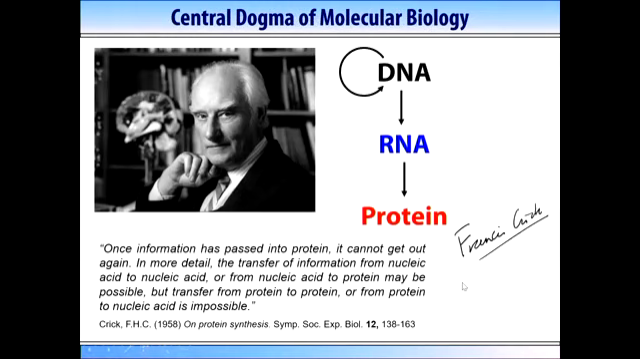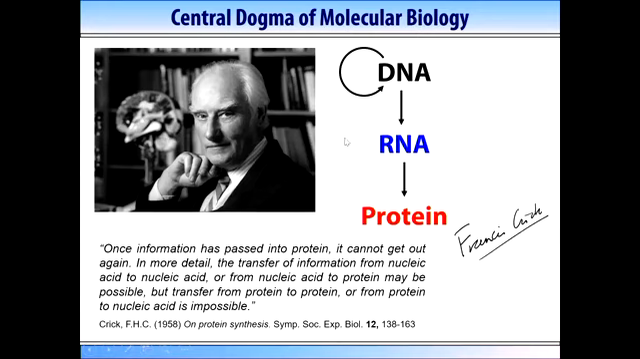This takes us to a very important concept in molecular biology called the central dogma of molecular biology, which was postulated by Crick, very early in his philosophical analysis of the structure of DNA. He proposed that once information has passed into protein, it cannot get out again. In more detail, the transfer of information from nucleic acid to nucleic acid, or from nucleic acid to protein, may be possible, and indeed we know that it's possible. But transfer from protein to protein or from protein to nucleic acid is impossible.